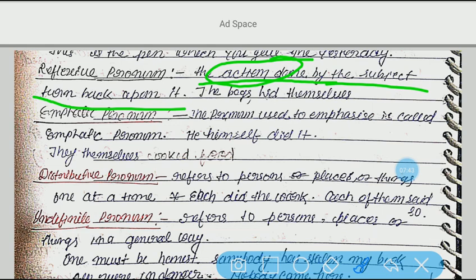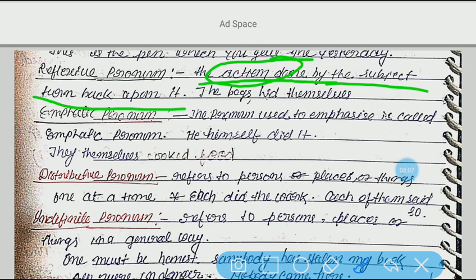So here we use the word self. If it is singular, like he, then it will become himself. If it is she, then it will be herself. And if it is you, then it will be yourself. For example, you cook food yourself. All right?